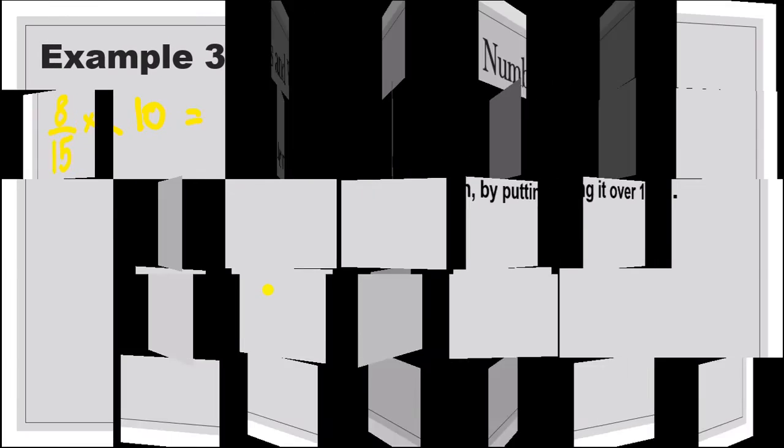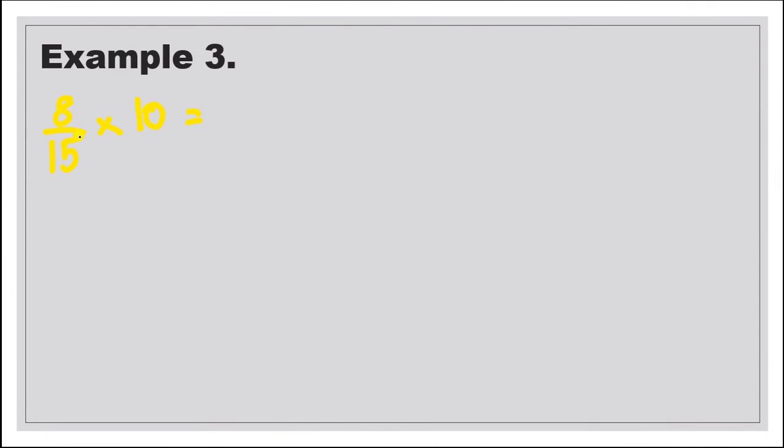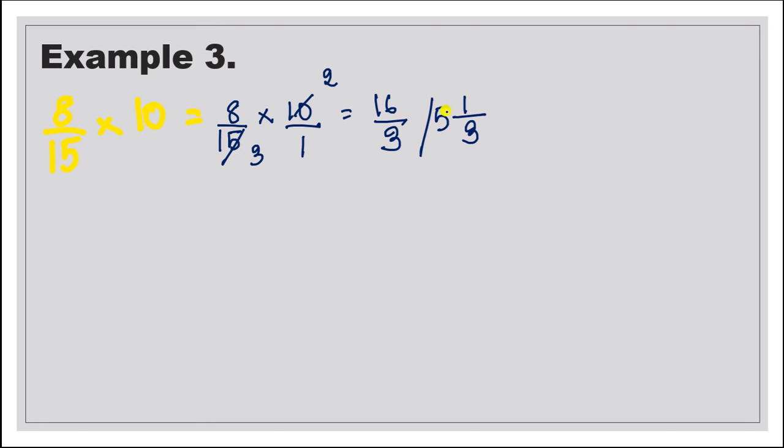Let us see how we can do this with examples. The first example we can see is 8 by 15 into 10. First let us write the fraction 8 by 15 into 10 by 1. When whole numbers are given, we just need to put 1 in the denominator. Now we are going to cut it. 15 and 10 can be cut by 5. 5 gives us 2 and this is 3. Hence we get 8 into 2 gives us 16 and 3 into 1 gives us 3. Now this can be converted to a mixed fraction. 3 into 5 is 15, so the answer is 5 1 by 3. So 8 by 15 into 10 gives us 5 1 by 3, right?